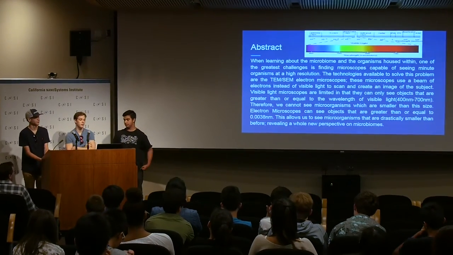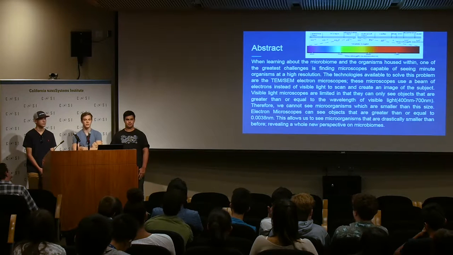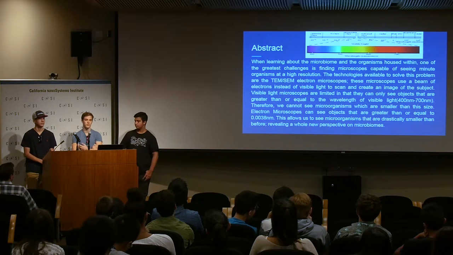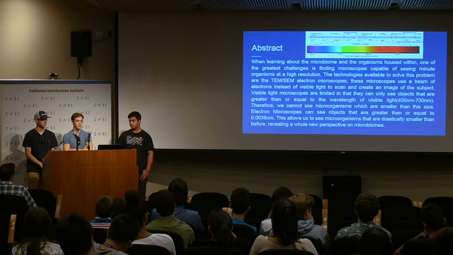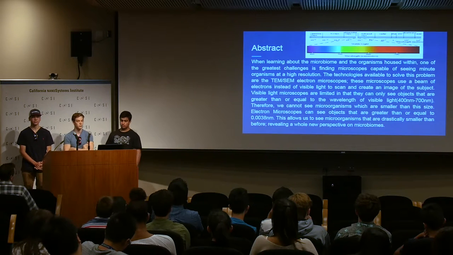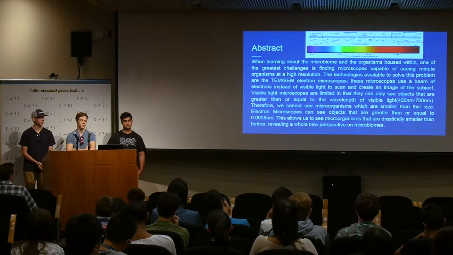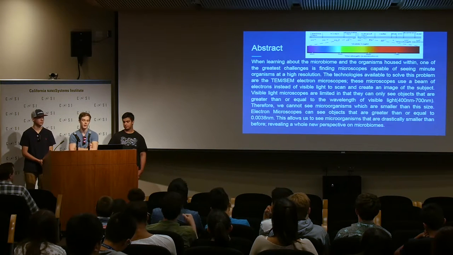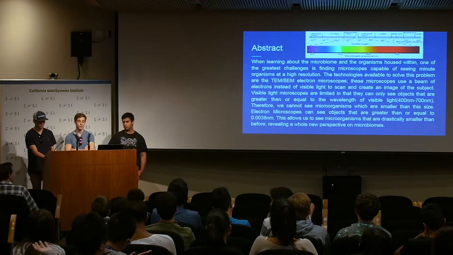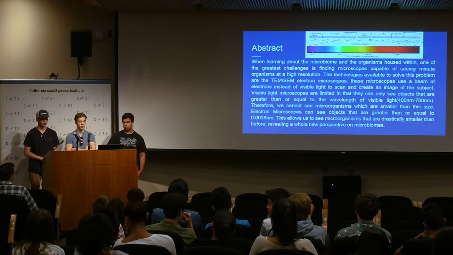So when learning about the microbiome and the organisms that live within it, one of the greatest challenges is finding microscopes that are capable of viewing the extremely small organisms that live within at a high resolution. Two of the microscopes that are capable of doing so are the tunneling electron microscope and the scanning electron microscope. These microscopes both use a beam of electrons to scan the subject, what you're looking at under the microscope.